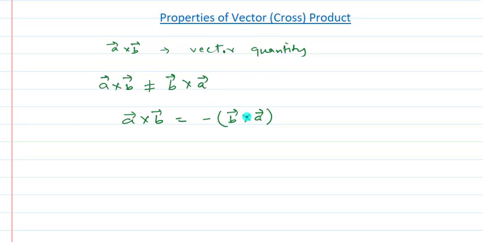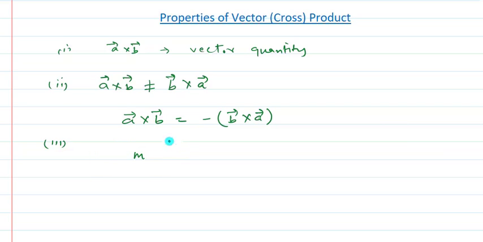So if we interchange the position of vector A and vector B, we get a negative sign in front of that. So this is the first property. This is the second property. The third property is that the vector product is associative with respect to scalar product. With respect to scalar, you can say.